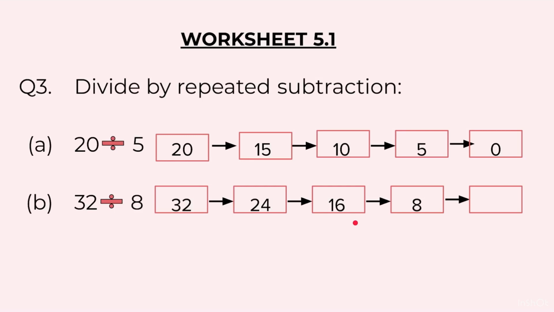We get 8. We write it in the next box. Then we subtract 8 from 8. We get 0. We write it in the last box. So here also 1, 2, 3, 4. 32 divided by 8 is 4 because 4 times we have subtracted 8.